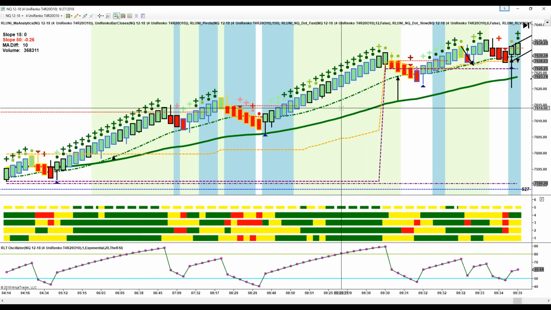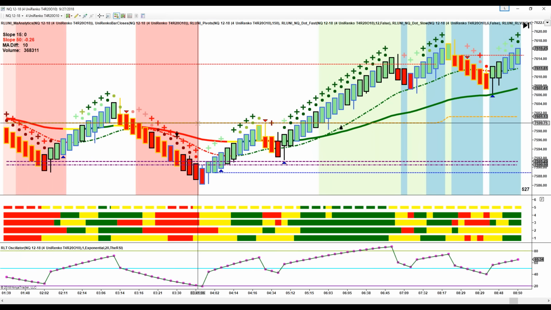Now, I want to talk for a second about this, the volume weighted average price. It's a very significant area of support and resistance. Be careful trading into it, and you can trade off of it. This is the open, and this is yesterday's close.